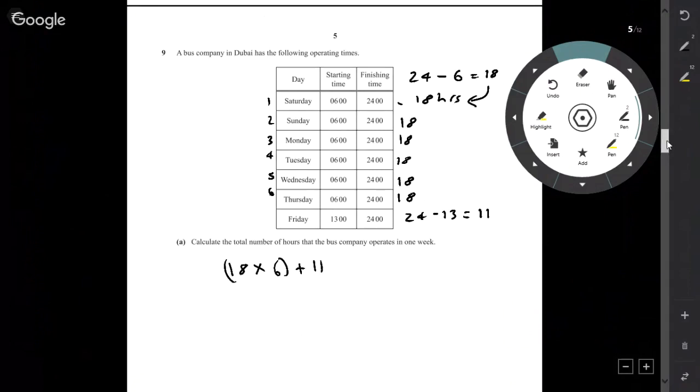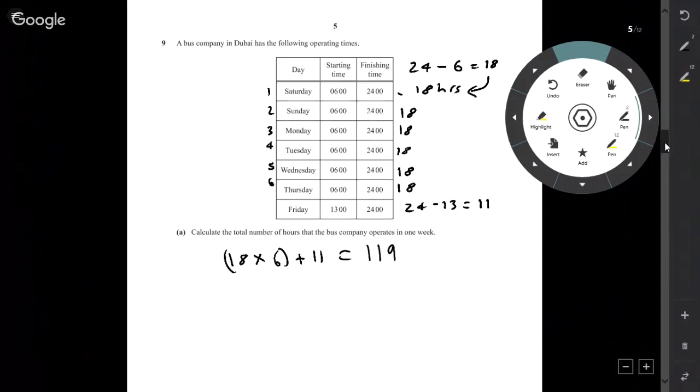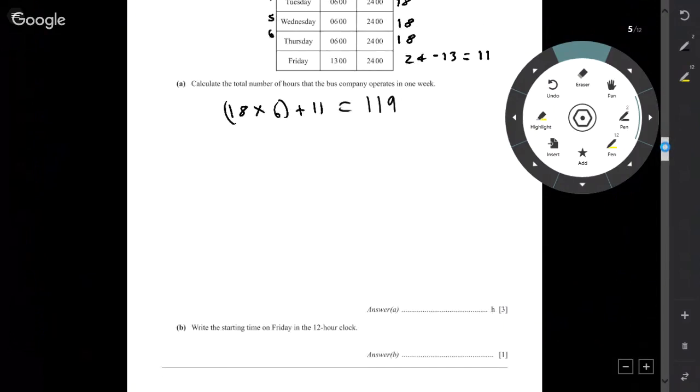So what we do is we just do 18 times 6 plus 11, which adds up to 119. So that is your answer. That's 119 hours, and you can just simply do that on your calculator. Write the start time on Friday in 12-hour clock. So at the moment it's in 24 hours. You can see it's 13 o'clock, which is 1 p.m. in 12-hour clocks.